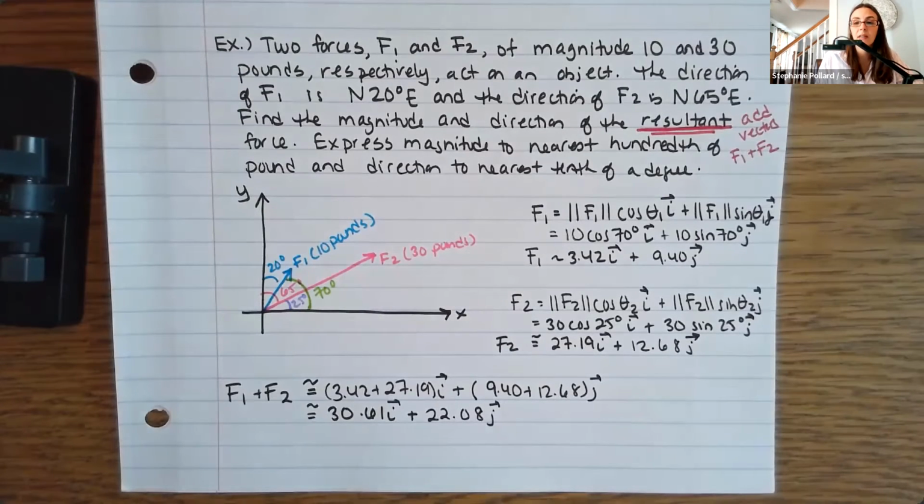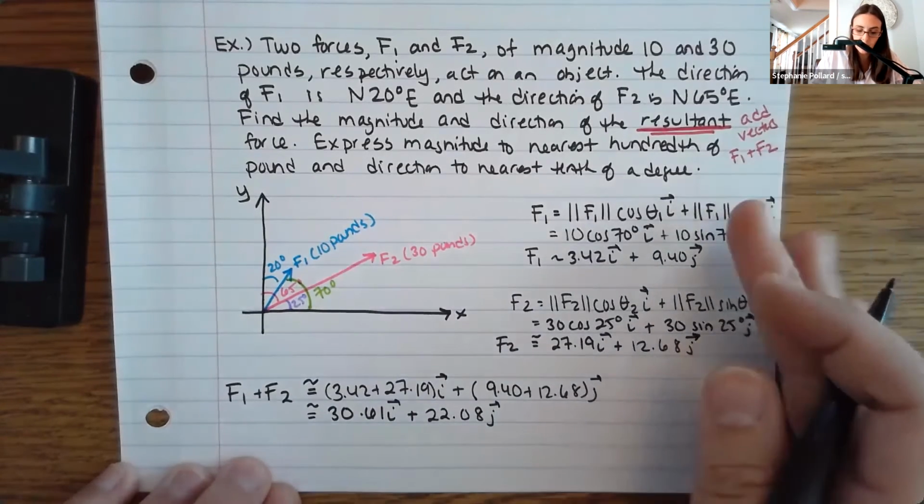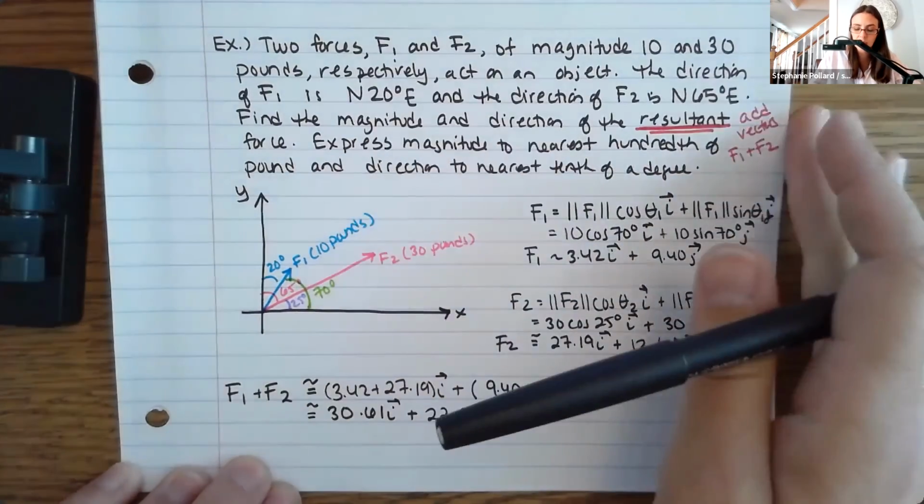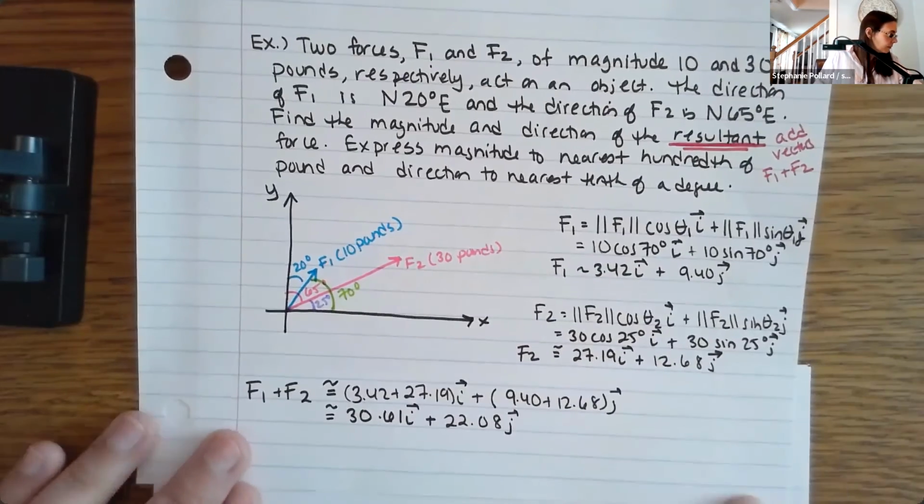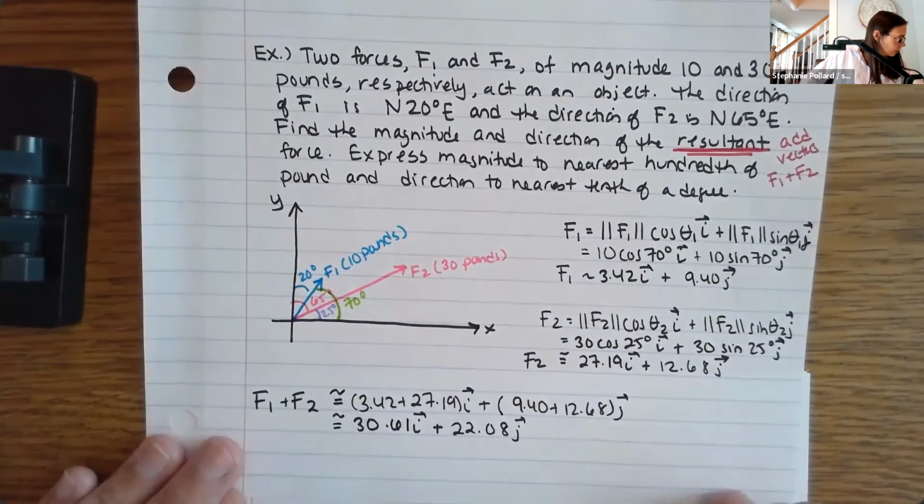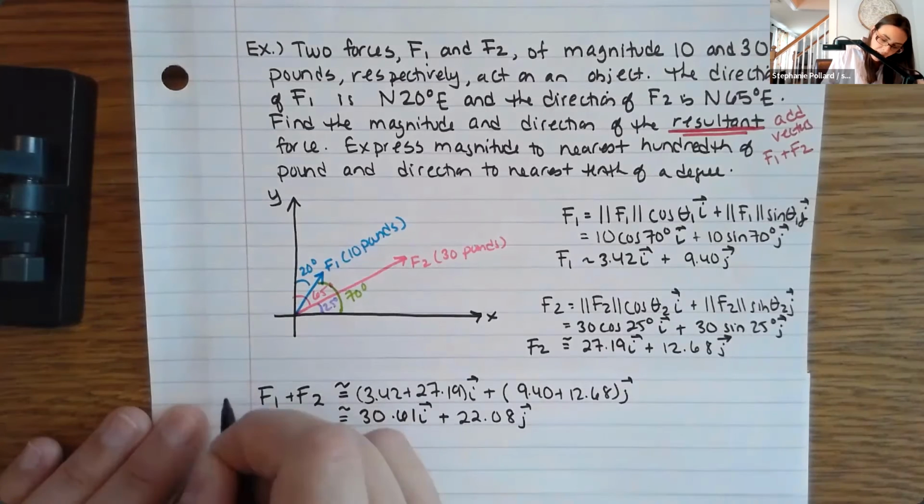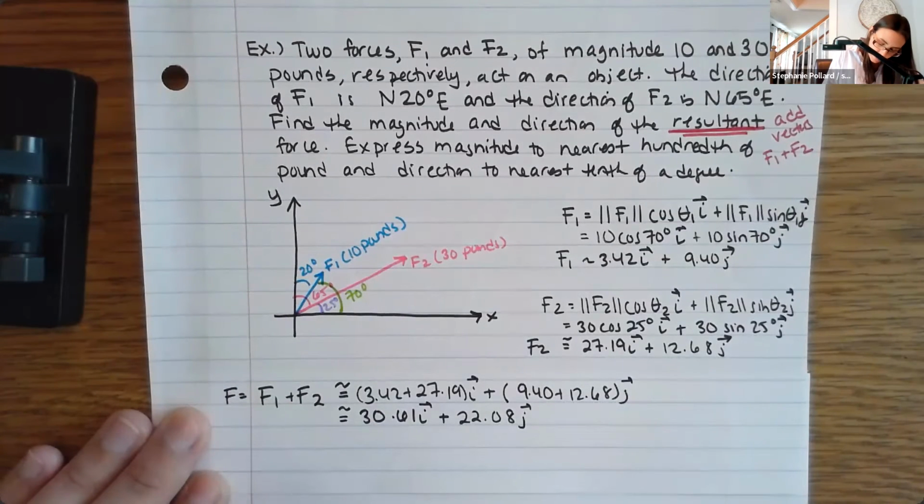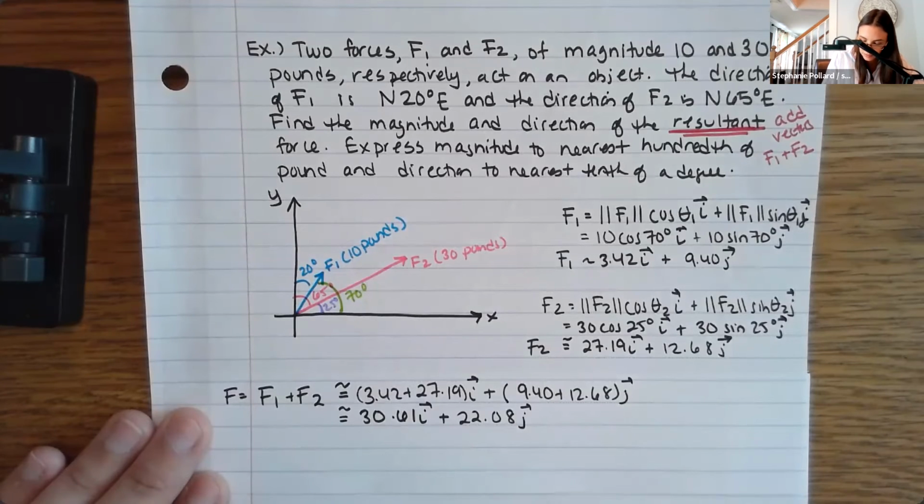Now that is the resultant vector here, but we actually want to find the magnitude and direction. So there's a little bit more we have to do here because they don't just want the vector, they actually want those two parts answered. So for the magnitude, we'll just call this F, make it easy. Remember, it's just a squared plus b squared, and then taking that square root. So it's about 30.61 squared plus 22.08 squared. We're just using our calculator here, and you get about 37.74.